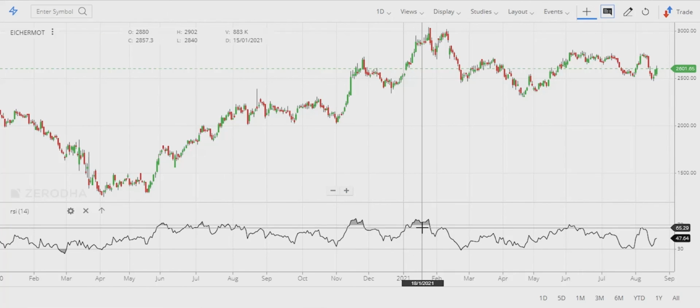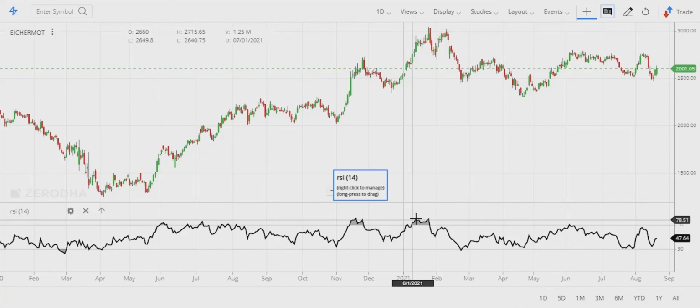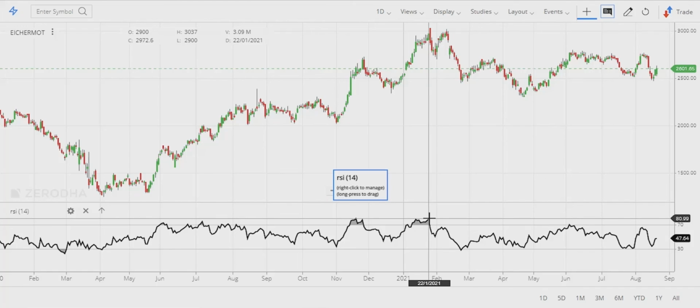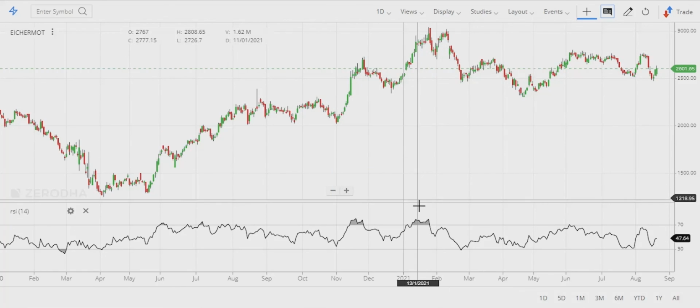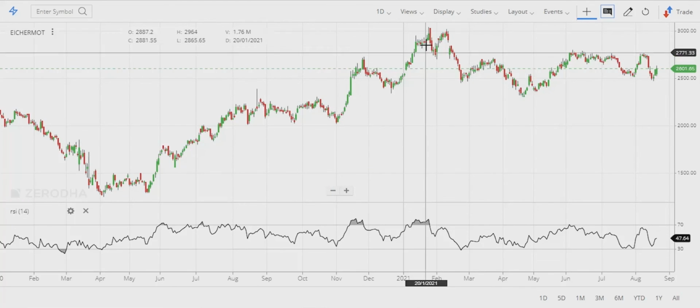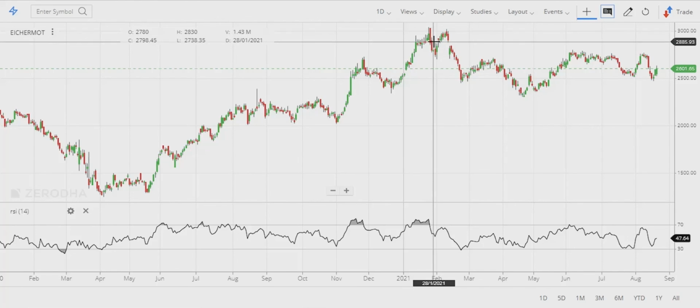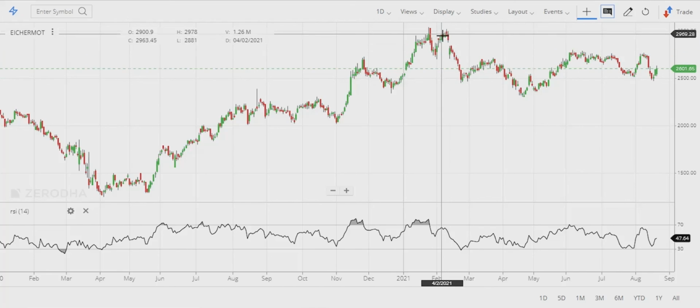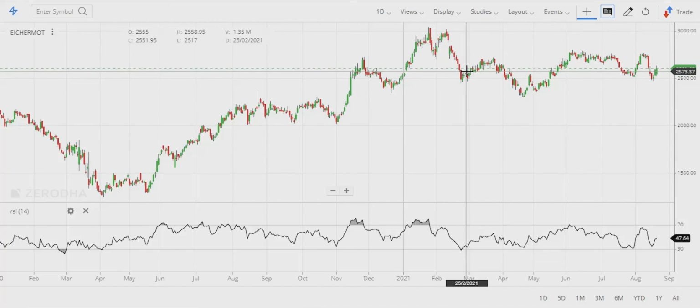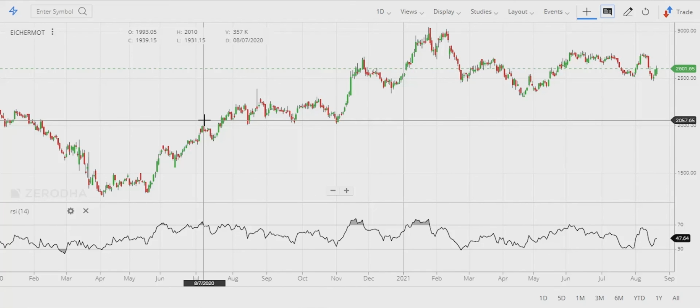You can see the stock is now overbought, so the price may decrease in the near future. You can exit your trade around here in the overbought zone. Let's say you exited your trade here, and after that you can see it fell almost 5% in the next month. That's pretty much about the RSI indicator.